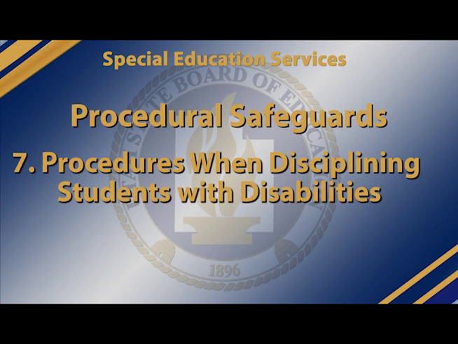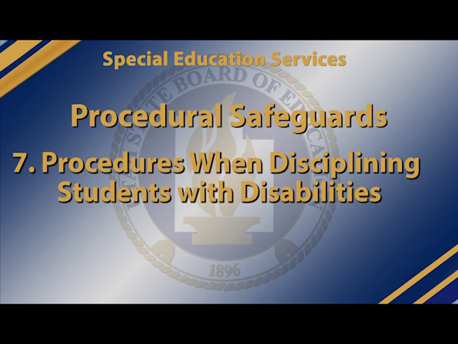to determine: 1. If the conduct in question was caused by, or had a direct and substantial relationship to, the student's disability, or 2. If the conduct in question was the direct result of the LEA's failure to implement the IEP. The conduct must be determined to be a manifestation of the student's disability if the LEA, the parent or adult student, and relevant members of the student's IEP team determine that the misconduct was caused by or had a direct and substantial relationship to the student's disability or was the direct result of the LEA's failure to implement the IEP.